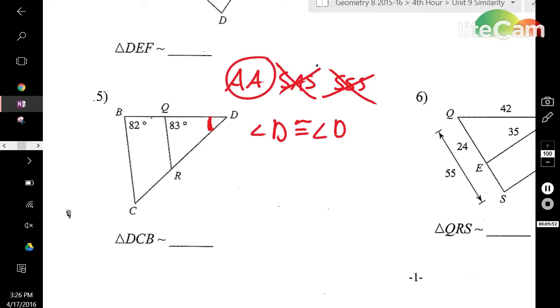Now let's look at angles B and Q. 82 and 83 degrees respectively. They are not the same. They are not equal in measure. So therefore, you can use angle, angle, but it doesn't turn out to be true. So this is no. They are not similar.